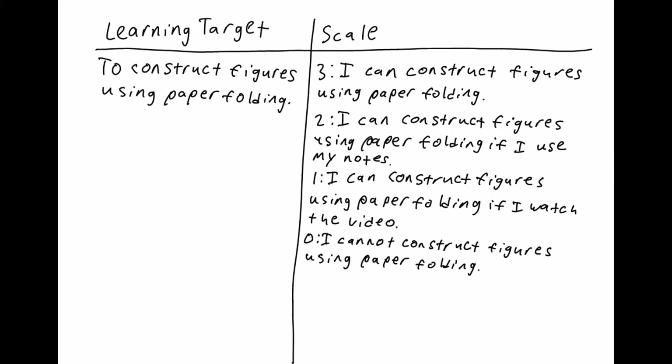So let's start with the learning target, which is to construct figures using paper folding. For the scale, you are a 3 if you can construct figures using paper folding. 2, you can construct figures using paper folding if you use your notes. 1, you can construct figures using paper folding if you watch the video. 0, you cannot construct figures using paper folding.